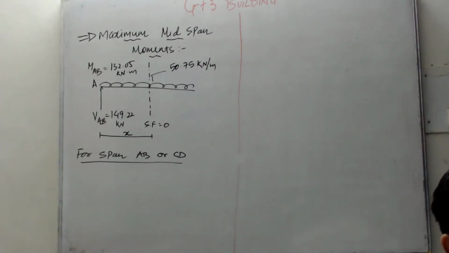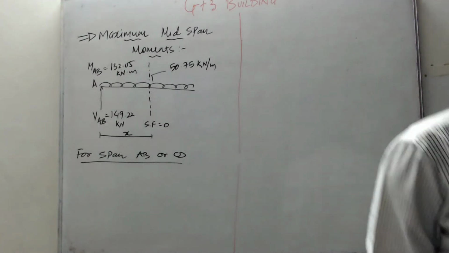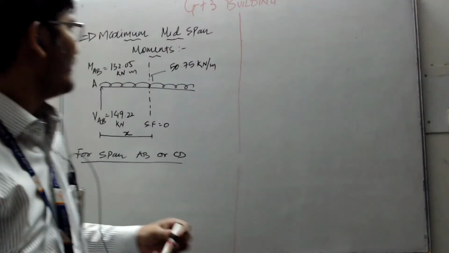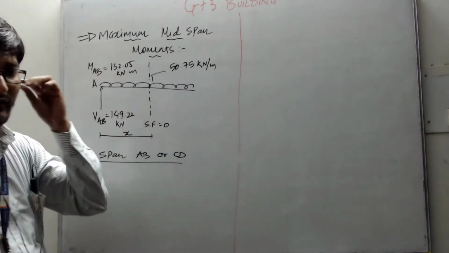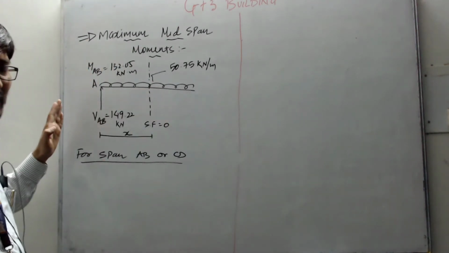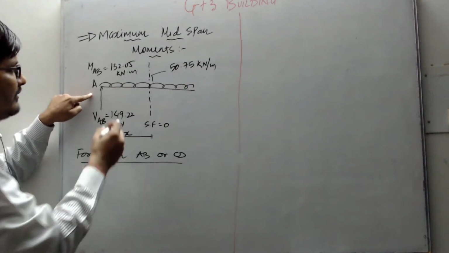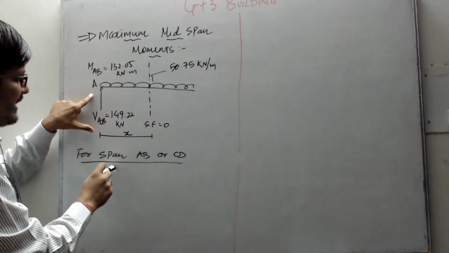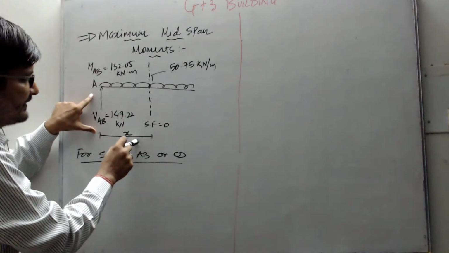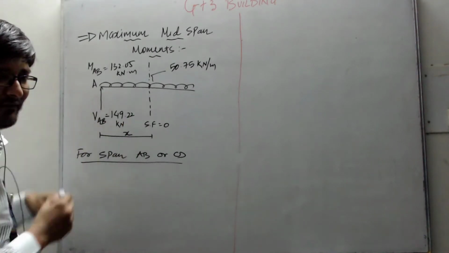So in the previous lecture we have calculated the shear force, and column moments also we have noted down. In this lecture we are going to calculate the maximum mid-span moment for beams. This is a small section that I have drawn for a beam, point A, there will be point B. Let us assume that the maximum bending moment will occur at distance x from point A.